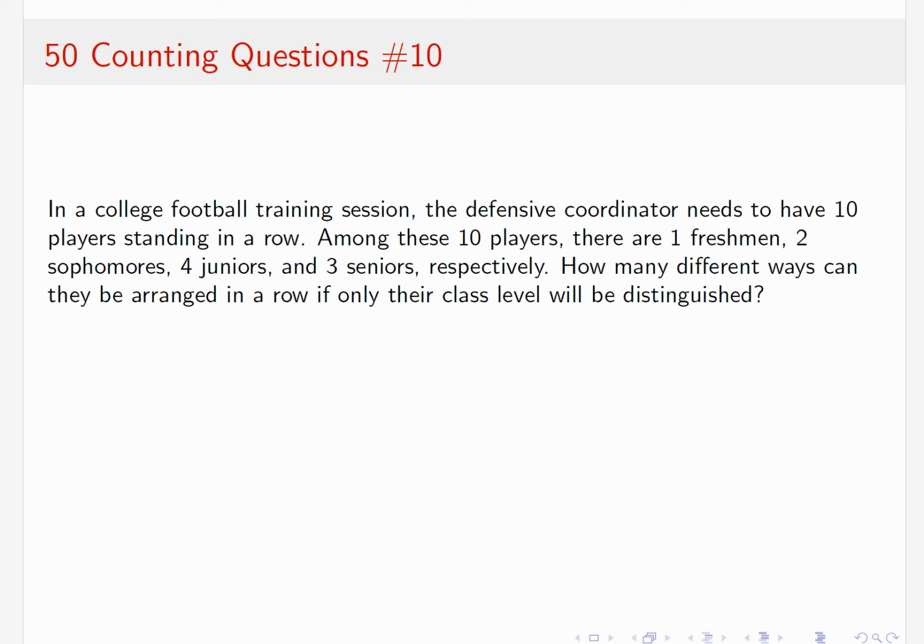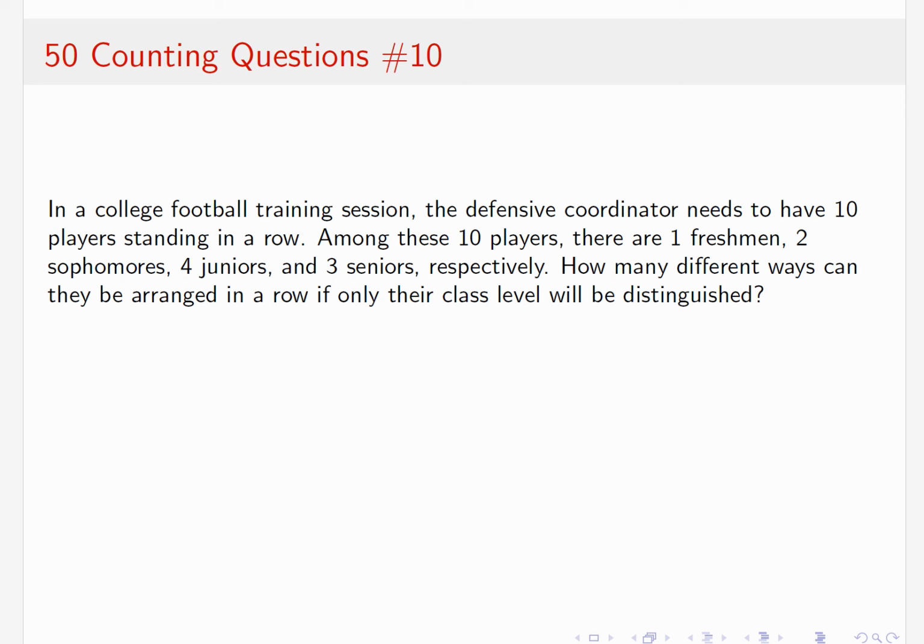So here's another question. In a college football training session, they line up the players in a row, and among these players, there's a freshman, 2 sophomores, 4 juniors, 3 seniors, respectively. And how many different ways can they be arranged if only the class, their college level class, freshman, sophomore, junior, senior, is going to be distinguished.